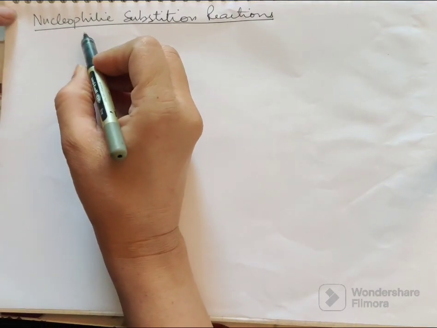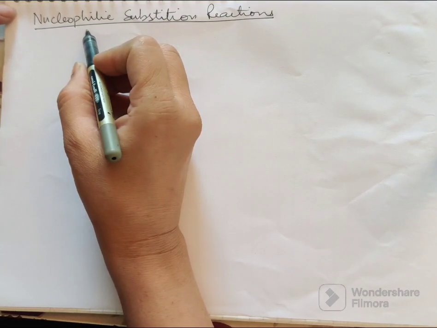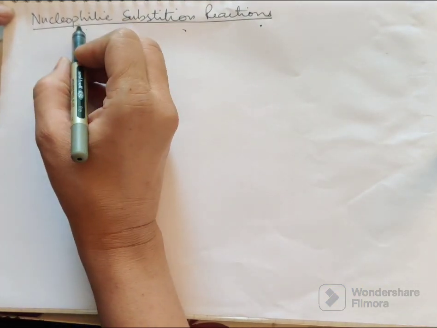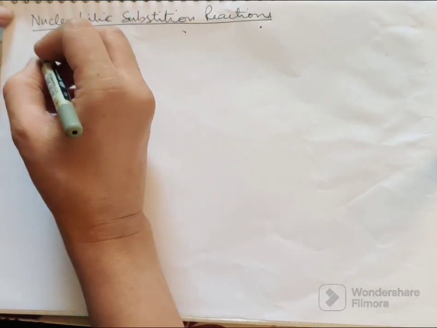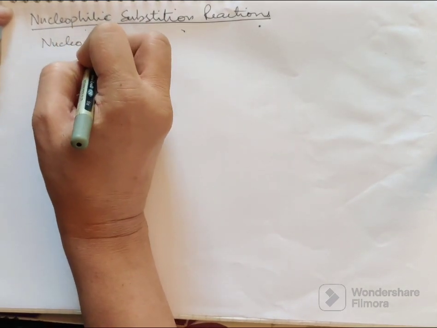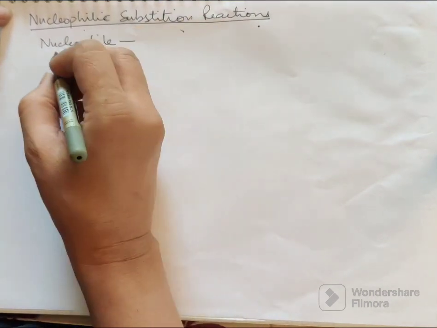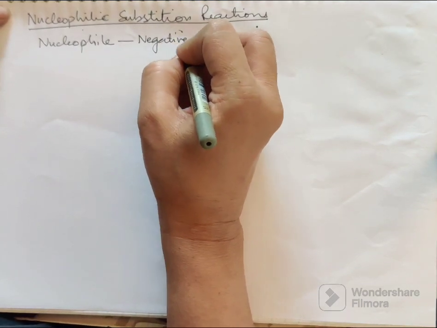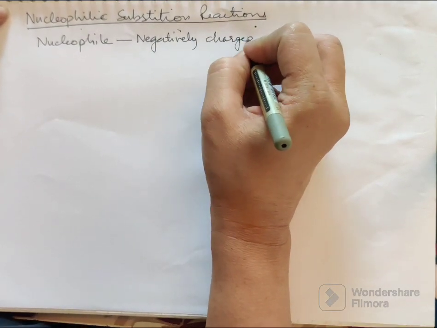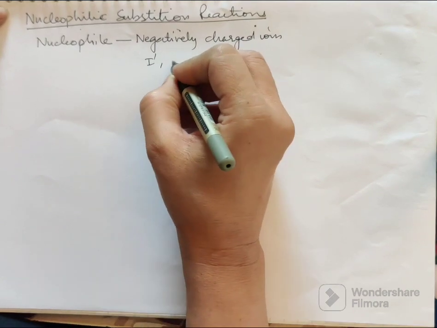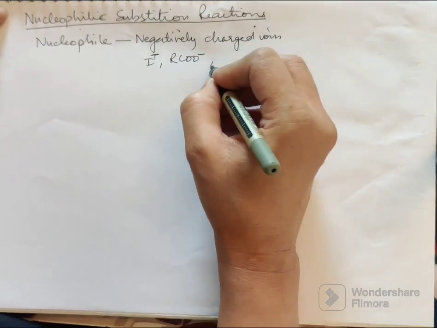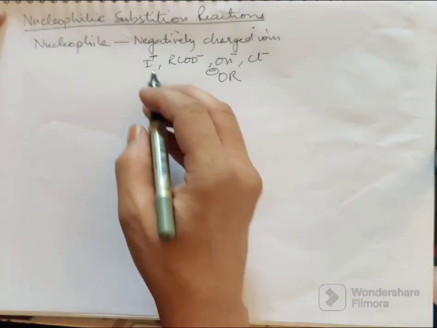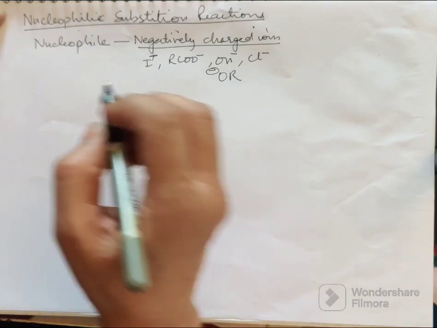When it comes to chemical properties of alkyl halides, the first type of reactions given by these compounds are nucleophilic substitution reactions. First of all, let us understand what a nucleophile is. When we say nucleophile, remember N for N. Nucleophiles are electron-rich species. That means they are either negatively charged ions, for example, I minus, RCOO minus, OH minus, Cl minus, OR minus. These are all negatively charged ions and therefore they are nucleophiles.